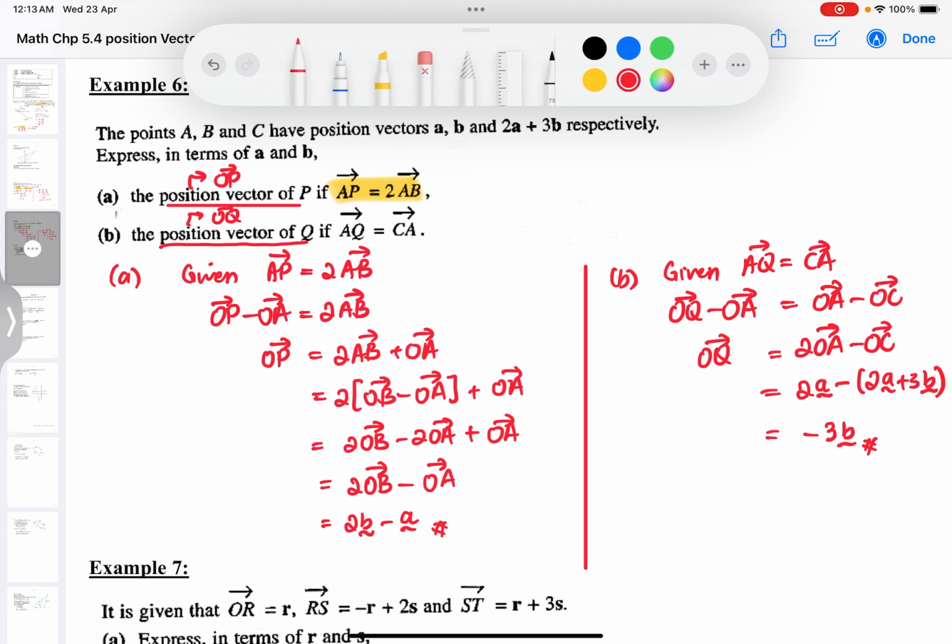Okay. I can even extend this question and ask you what is the relationship between OQ and OB. You should be able to tell that OQ is negative 3b, and this is equal to negative 3 of OB, which means that OQ is actually parallel to OB, because it's a scalar multiple of the other and it's in the opposite direction. Right, so this is example 6.